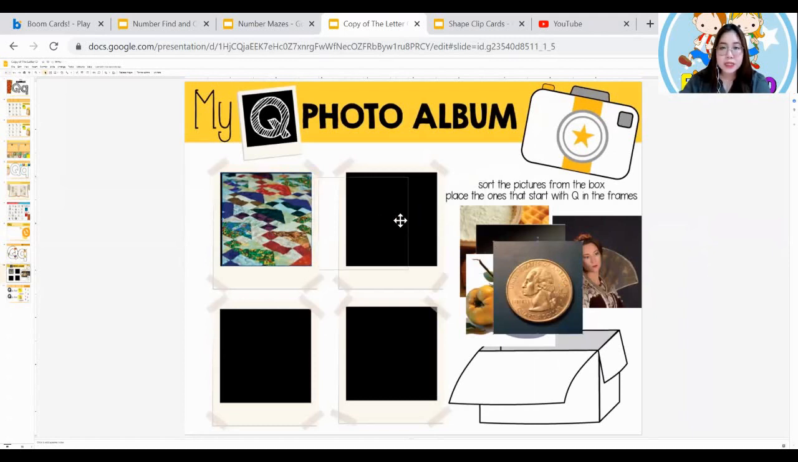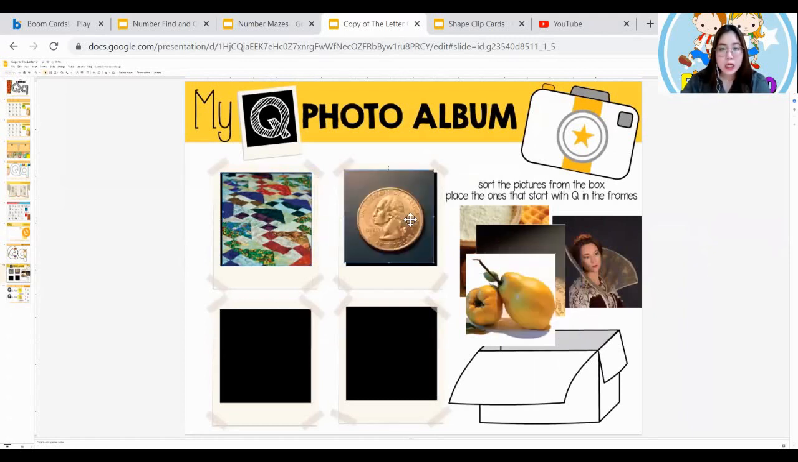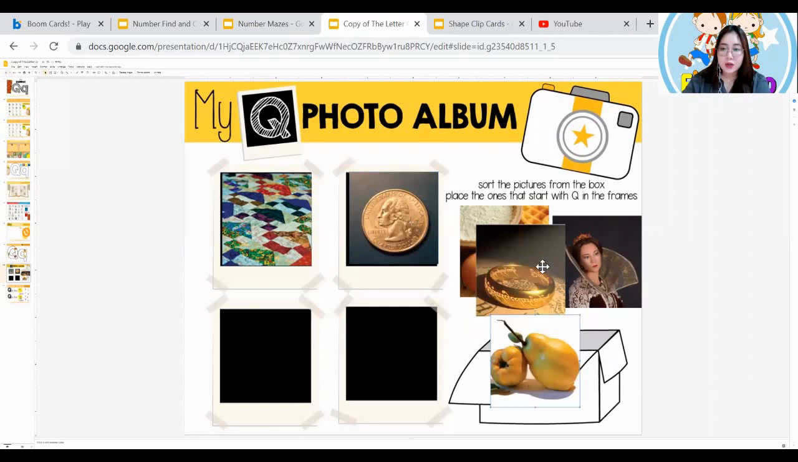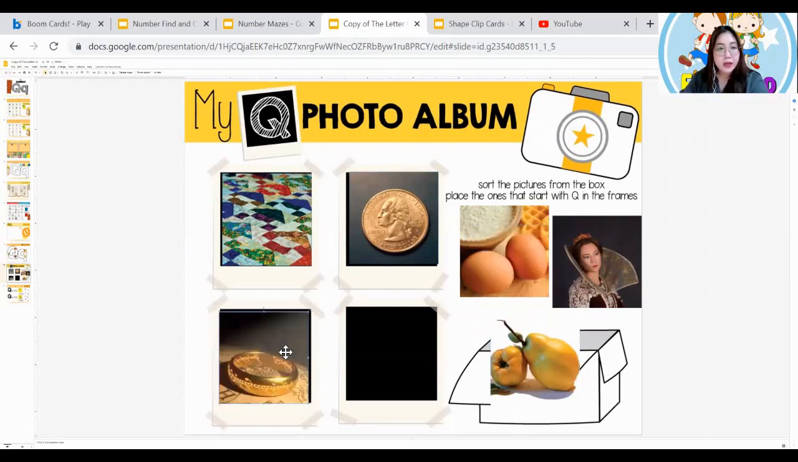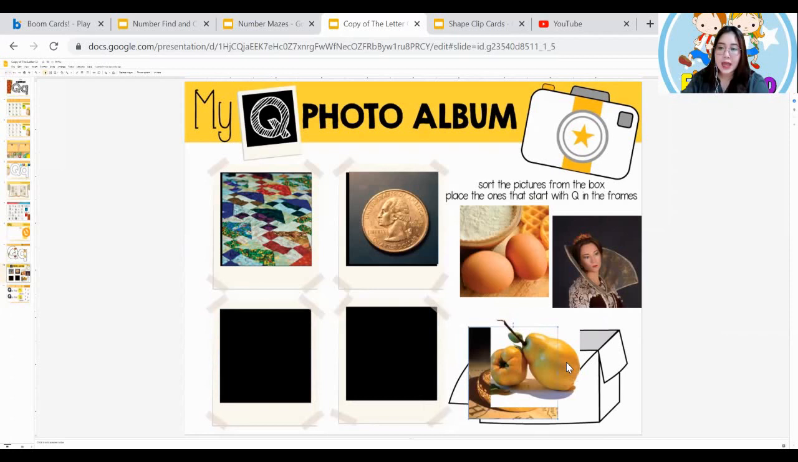And this one is called a quarter. Q is for quarter. Yes, Q is for quarter. Very good. This one, ring, ring. Q is for ring. No, ring starts with what letter? Letter R, correct.